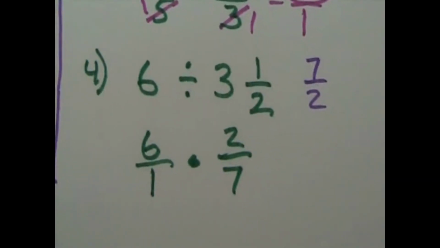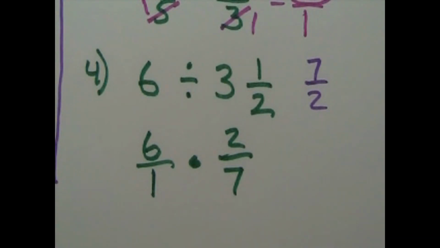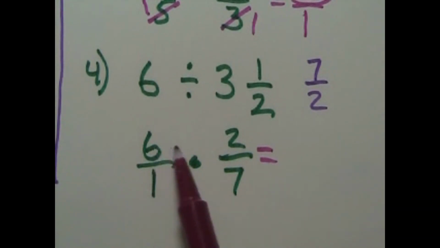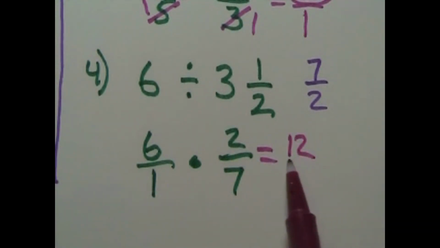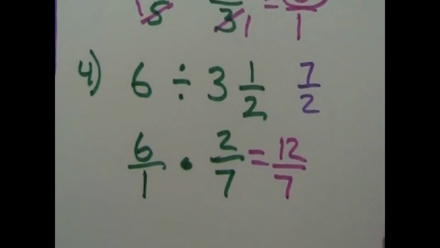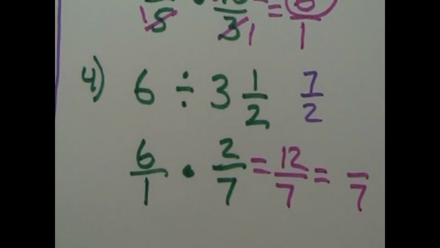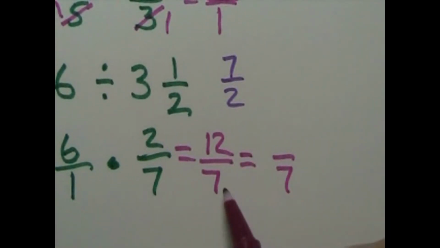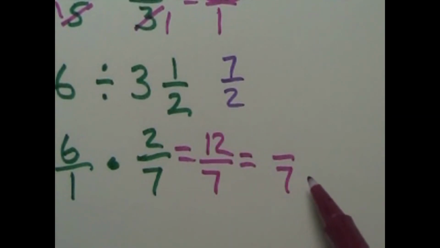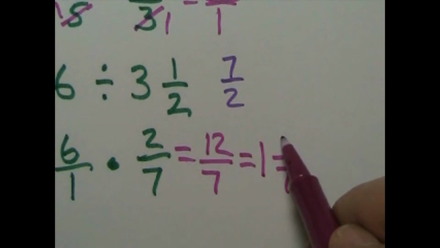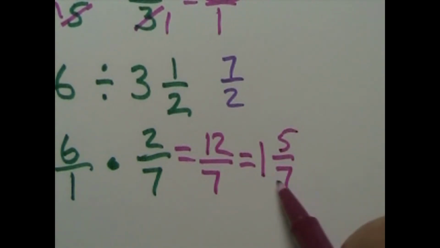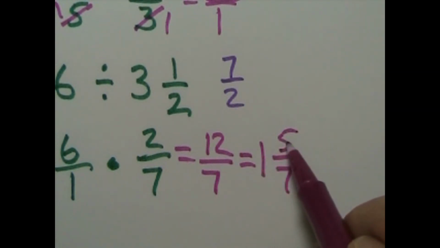Now it's 2 over 7. Okay, so now I see if I can reduce anything. I cannot. Bummer. So I'll just go ahead and multiply straight across. 6 times 2 is 12. 1 times 7 is 7. Hey, wait a minute. That's an improper fraction. So let's see. 7 goes into 12 once with 5 left over. See, 7 times 1 is 7, plus 5 makes 12.